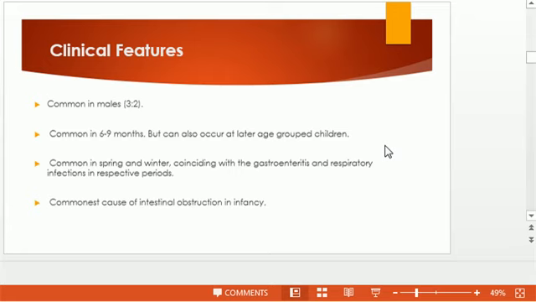In these periods, there are cases in children of respiratory tract infection and gastroenteritis. While talking about the idiopathic type of intussusception in infants, we associated these factors with its occurrence. This idiopathic intussusception is the commonest cause of intestinal obstruction in infancy.